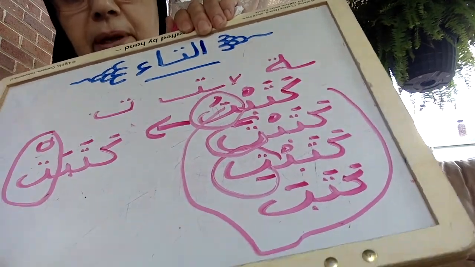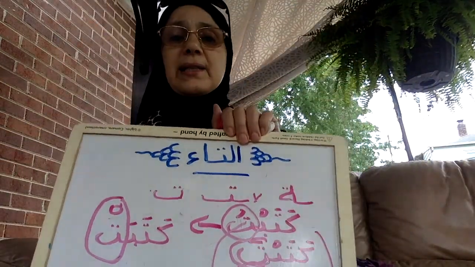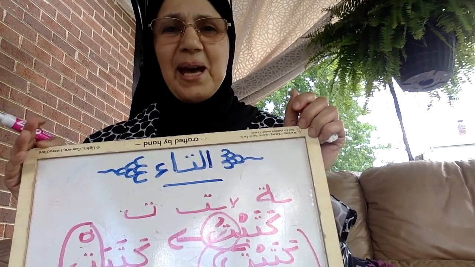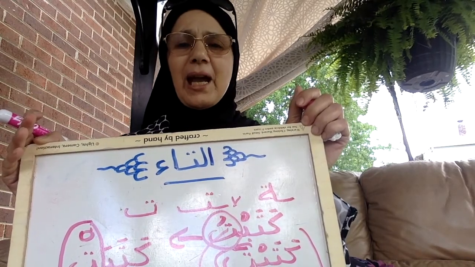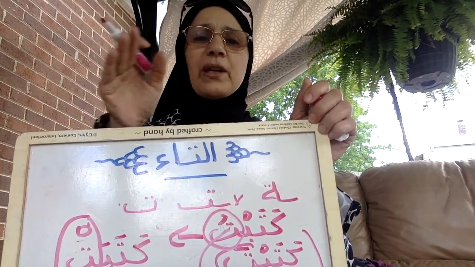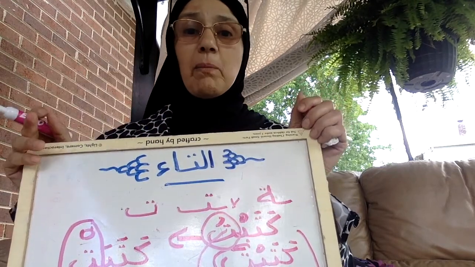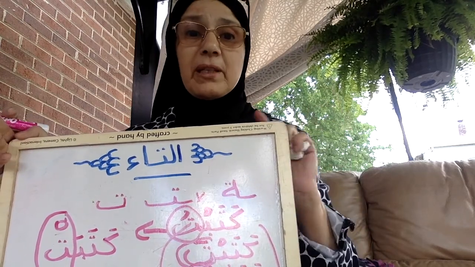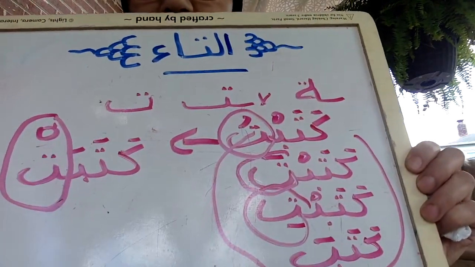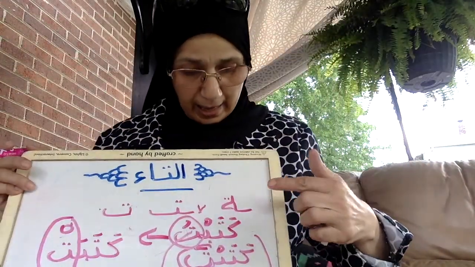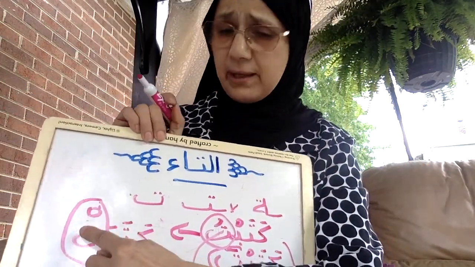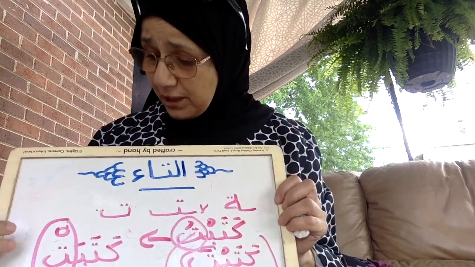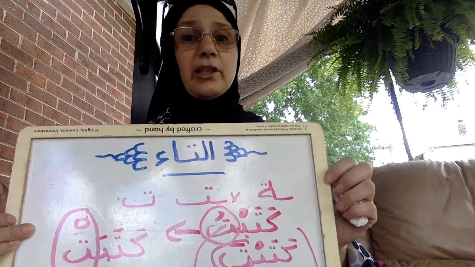Katabtu, katabta, katabti. التاء المتحركة. متحركة means it's moving, تتحرك. This تاء is a تاء متحركة. Right there, no. How come? Because it has a sukun, and the sukun doesn't move.